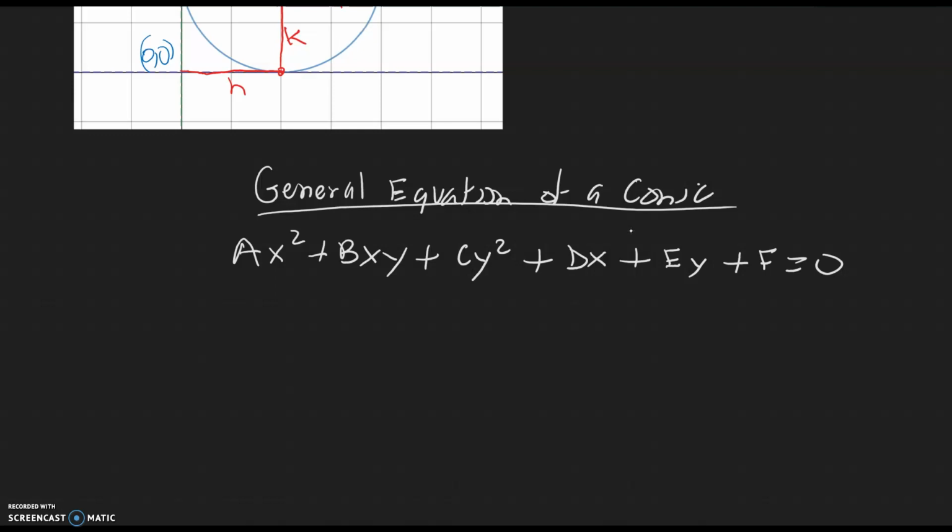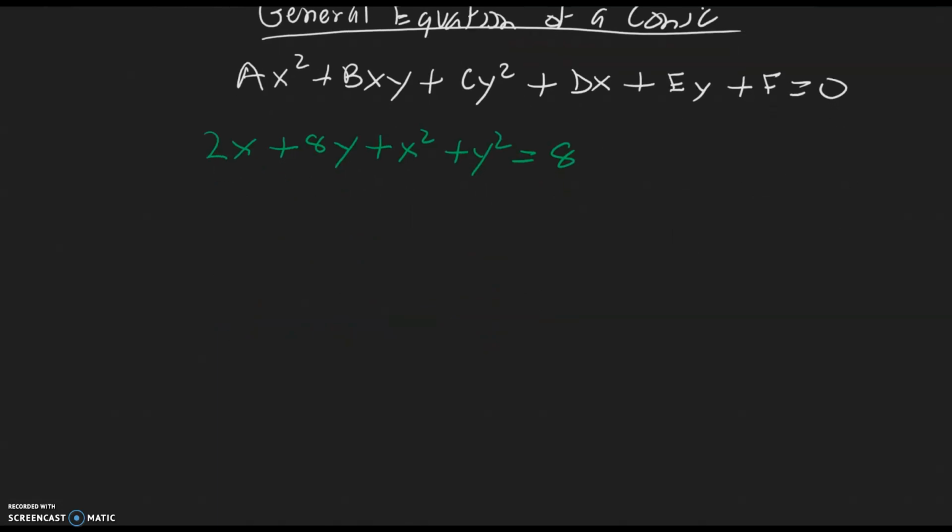Now, we may get an equation that looks like this: 2x plus 8y plus x squared plus y squared equals 8. And what we actually have here is the equation of a circle in general form. So what we have to do is put it in standard form. What we're going to do is something called completing the square. But to start with, I'll put all the x's next to the x's.